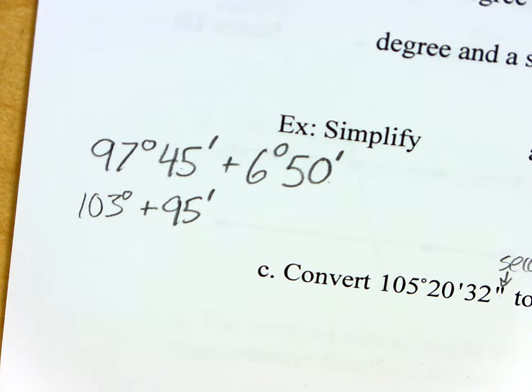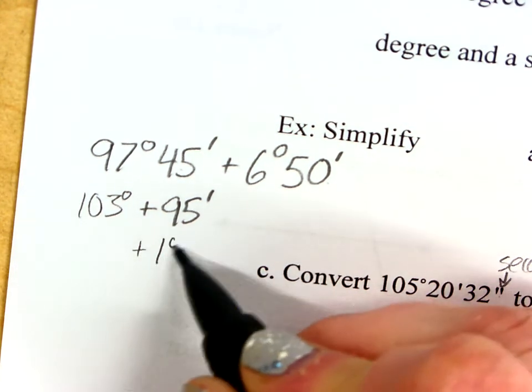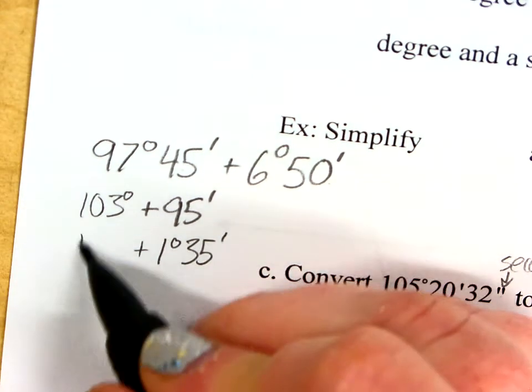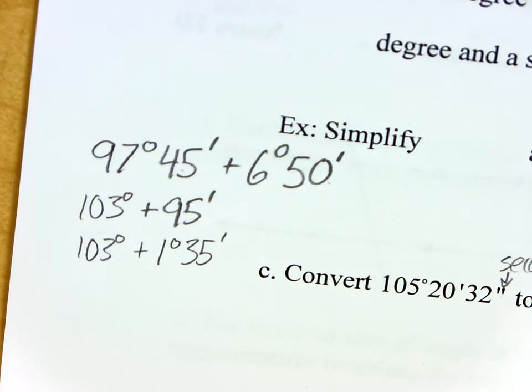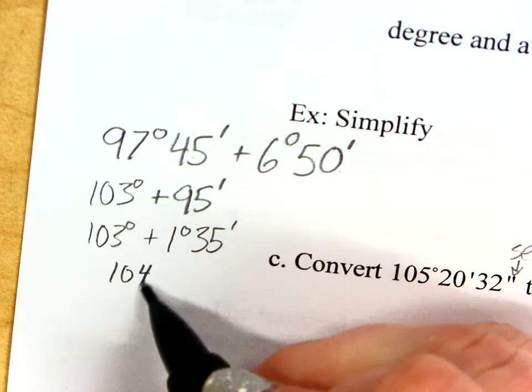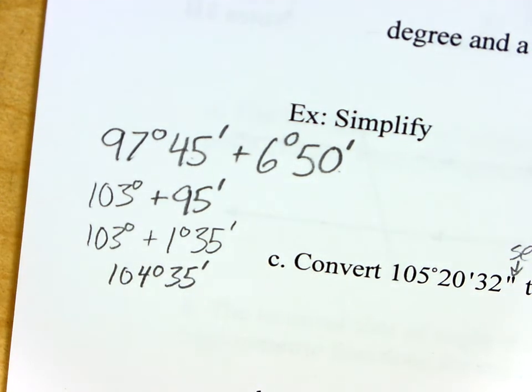So what's 95 minutes when you convert it? Go ahead. An hour and 30 minutes. Or so like 1 degree and 30. Yes, 1 degree, 35 minutes. So now I'll add that to the 103. So hopefully everybody ended up with 104 degrees, 35 minutes. Yeah? Okay.